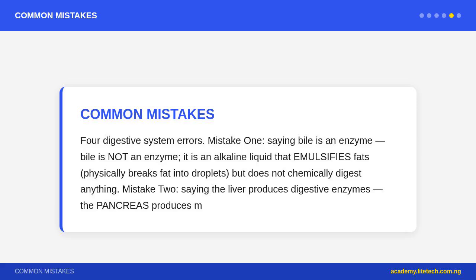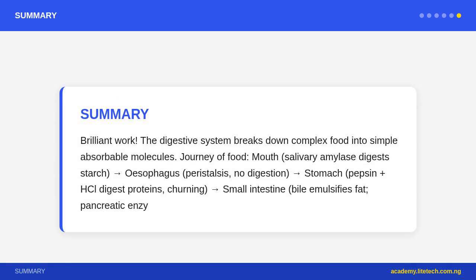Four digestive system errors. Mistake 1, saying bile is an enzyme. Bile is not an enzyme. It is an alkaline liquid that emulsifies fats, physically breaks fat into droplets, but does not chemically digest anything. Mistake 2, saying the liver produces digestive enzymes. The pancreas produces most digestive enzymes.